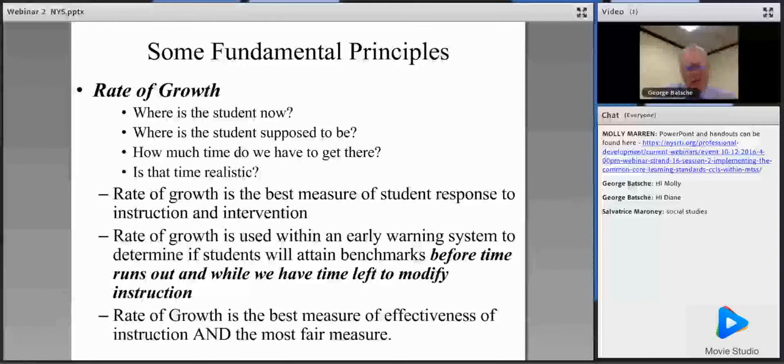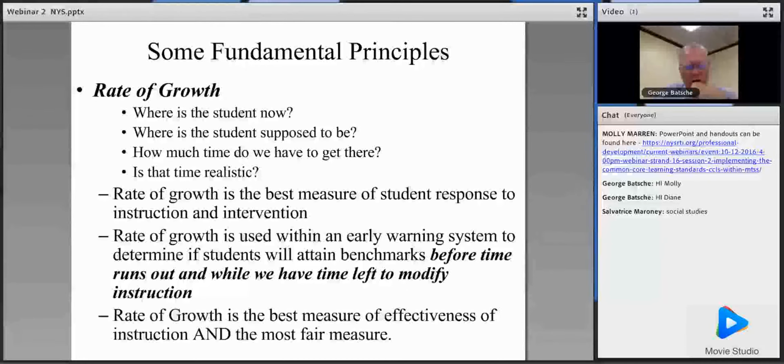The other thing that I wanted to talk about briefly again, because it's so fundamental to MTSS, is the importance of using rate of growth instead of discrepancy from grade level, for a couple of reasons. The rate of growth is the best measure of the effectiveness of instruction, and it's the most fair measure. So it's how much improvement does a kid make over time.